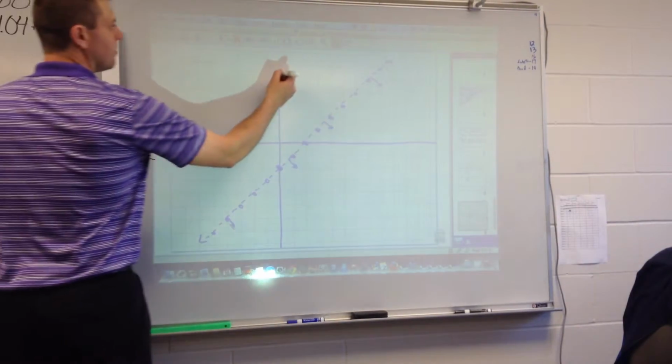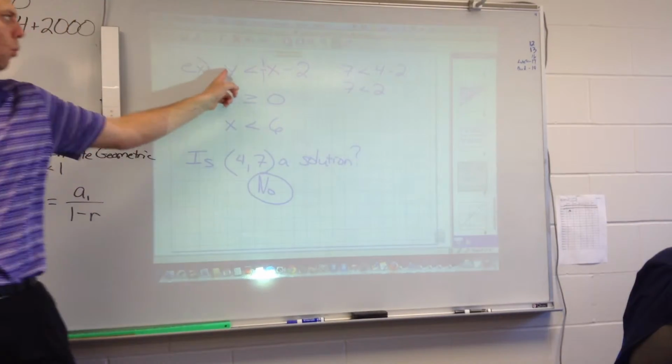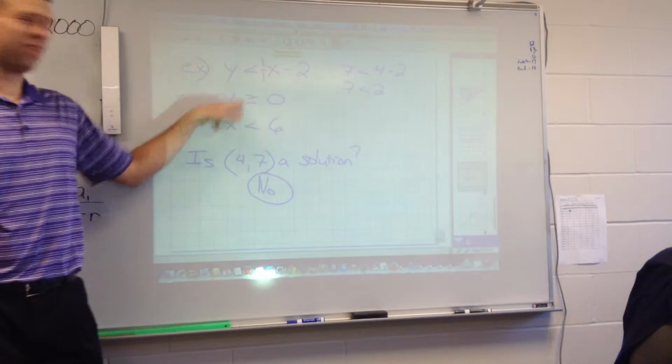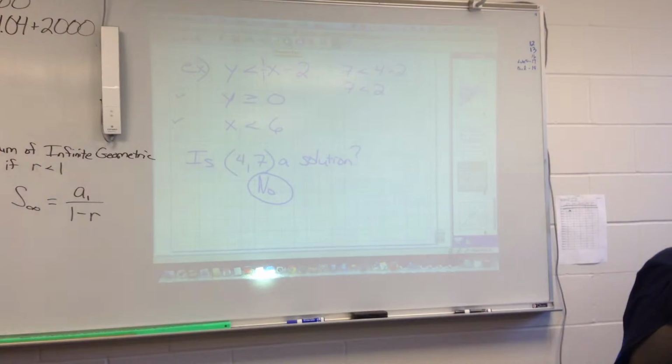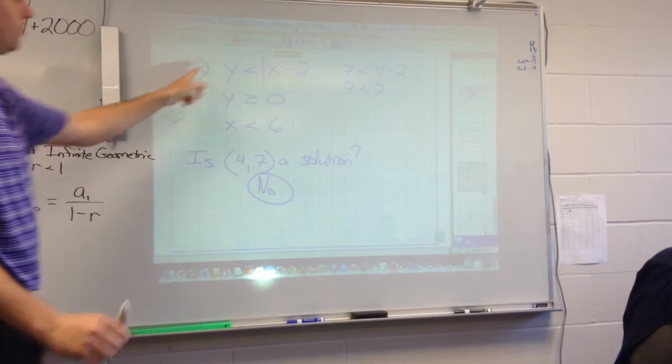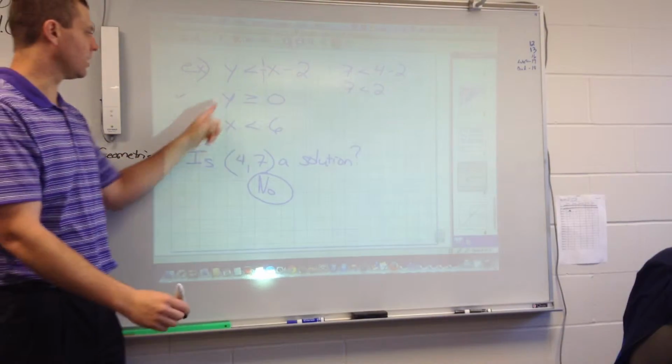Okay, but I'm not done because I didn't just have the one linear inequality. I got 3 of them, and I have to put all 3 of them onto the same graph. So, we got one done though. Alright, let's go to the next one.